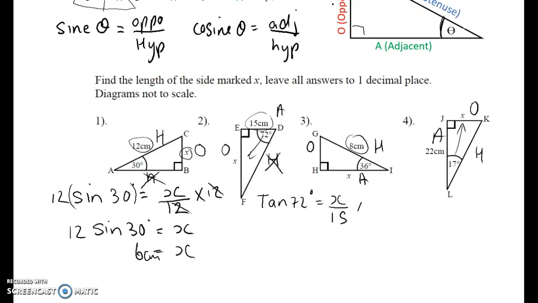Now I'm dividing by 15 here, so I need to do some algebra to get rid of my 15, and 15 tan of 72 equals 46.17. Again, it's in centimeters, so put your units in.